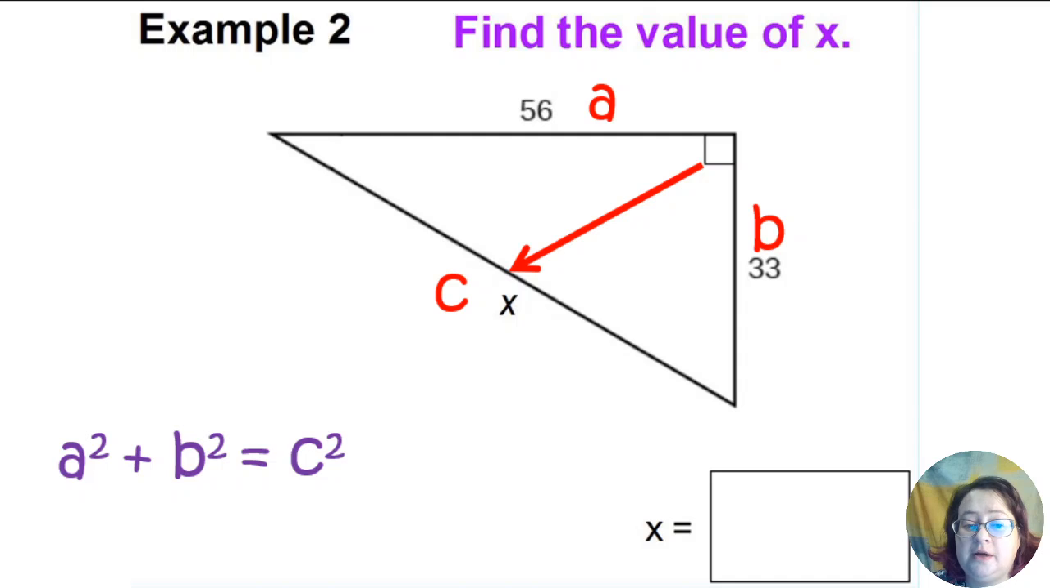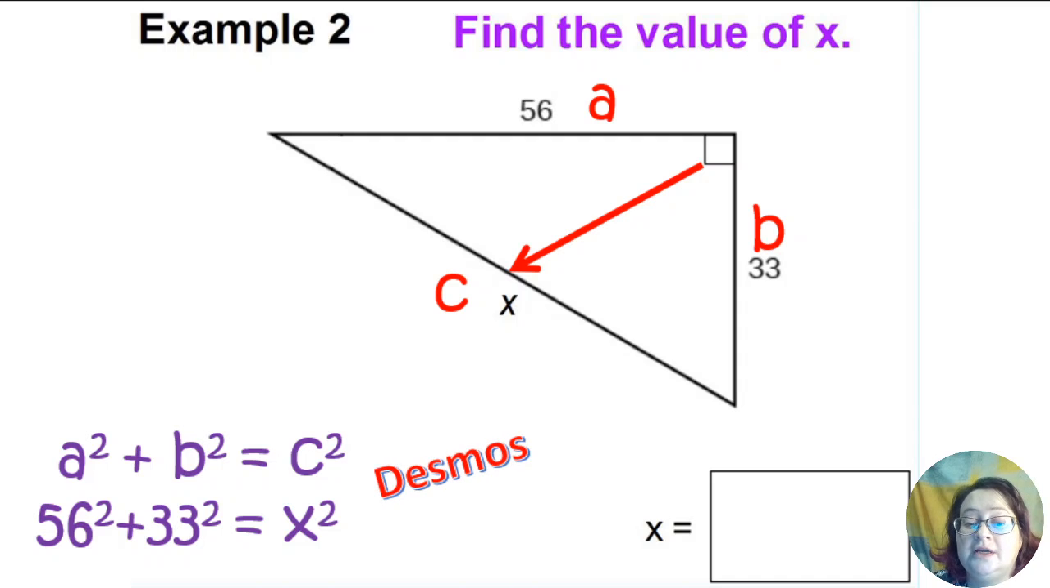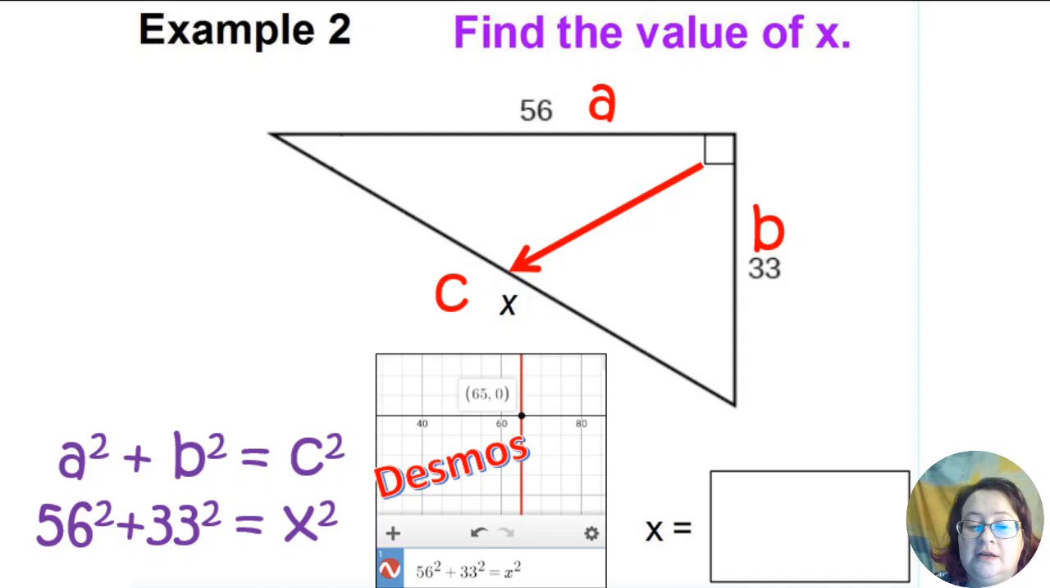I write out A squared plus B squared equals C squared. And then I replace 56 for A and 33 for B and x for C. So 56 squared plus 33 squared equals x squared. Now, when I plug this one into Desmos, we get a pretty graph that looks like this. And you notice that that x-intercept is at 65, 0, which means that x value, 65, is our answer.